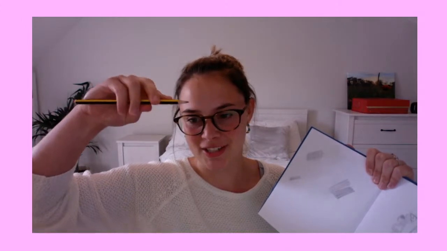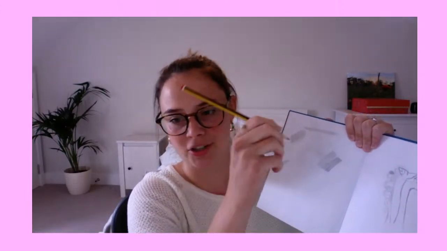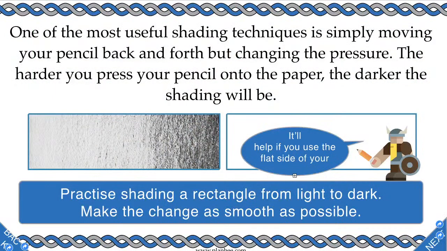There is, of course, another way that you can shade, and that's actually holding it like this, which is very tricky, and it's good for when you've got a big space to shade, like that, but otherwise, just holding it normally and further up the pencil is fine. Okay? Right, so have a little practice on your piece of paper. And I'll show you this bit. So one of the most useful shading techniques is simply moving your pencil back and forth but changing the pressure. The harder you press your pencil onto the paper, the darker the shading will be.